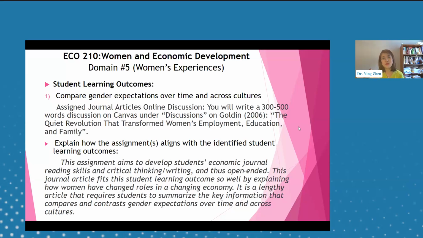So I believe this is a great practice, and this assignment would satisfy the first student learning outcome very well. So in addition to learning about the main ideas, students' critical thinking and writing and reading skills will be developed at the same time. And also they will learn about the key information that compares and contrasts gender expectations within and across cultures.